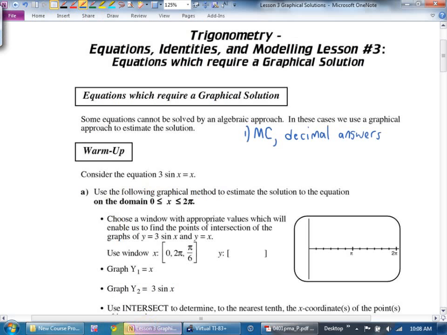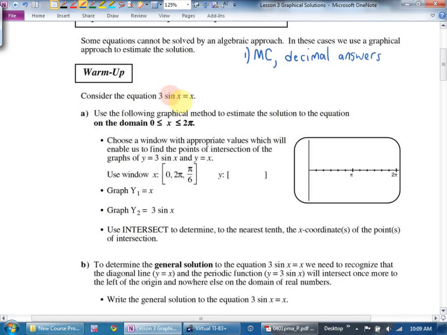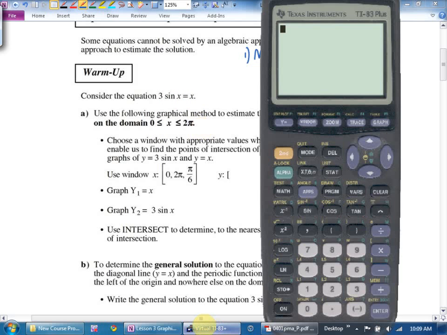So it says, consider the equation 3 sine x equals x. Use the following method to graph between 0 and 2 pi. Here's what I'm going to do. I'm going to get up my graphing calculator. I'm going to let y1 be my left side. So my left side of my equation is 3 sine x. I'm going to let y2 be the right side, x. Now, I'm noticing in the notes he has y1 be x and y2 be 3 sine x. Doesn't matter. Just graph one side, graph the other side.